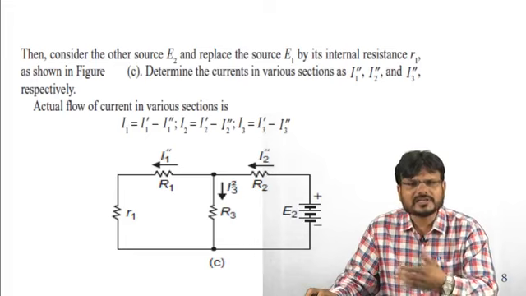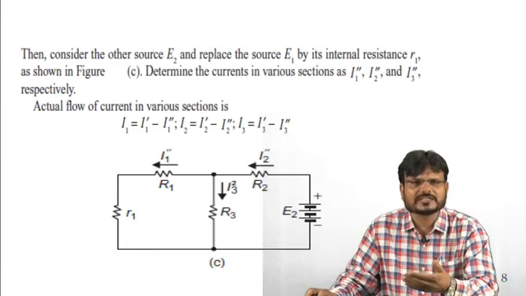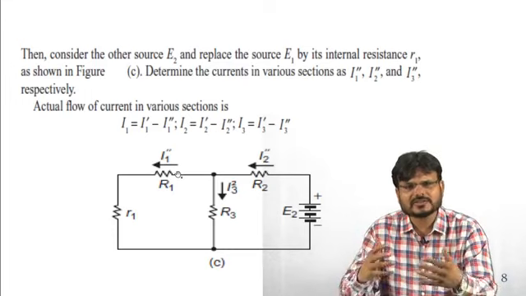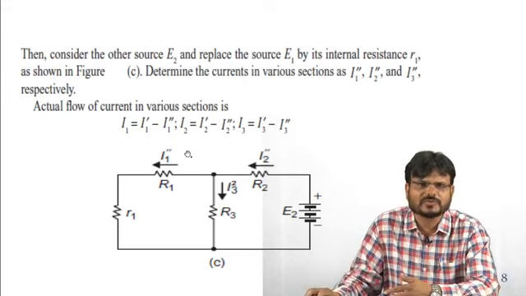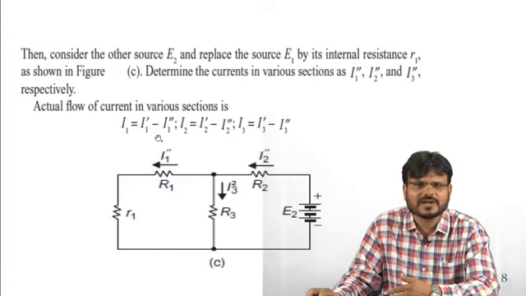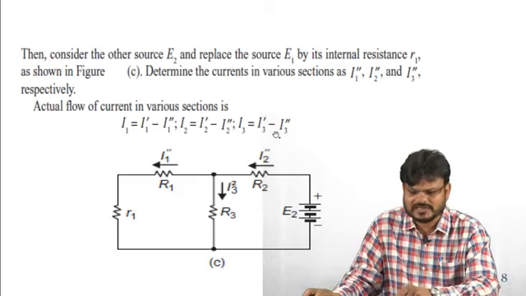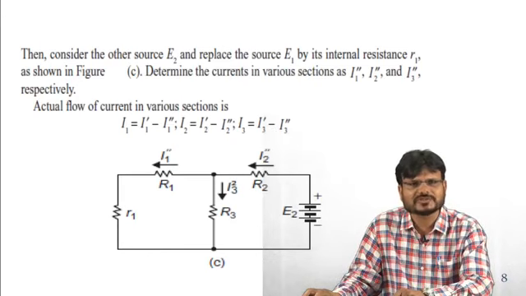So what will be the actual flow of the current? As the superposition theorem states, the current or voltage in any particular branch will be equal to the algebraic sum of the responses. So in this branch, one current was I1 dash and another current is I1 double dash, and the directions of both currents are opposite. So what will be the current I1? I1 is equal to I1 dash minus I1 double dash. Similarly, the current I2 can be calculated as I2 dash minus I2 double dash. Similarly, the current I3 flowing through resistance R3 can be calculated as I3 dash minus I3 double dash. So this is how you can apply the superposition theorem.